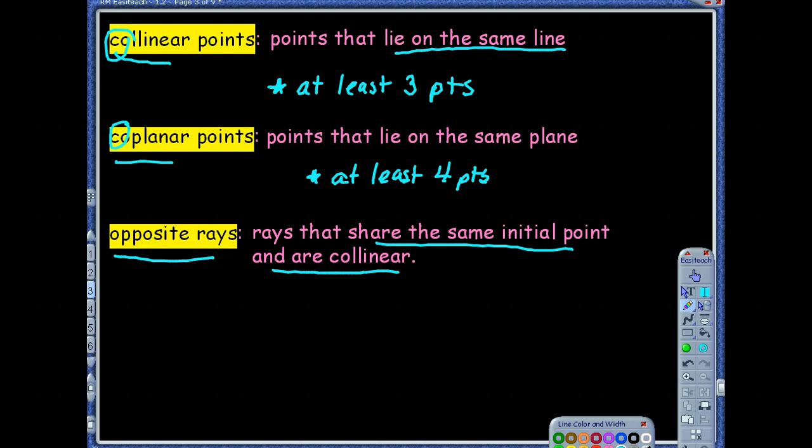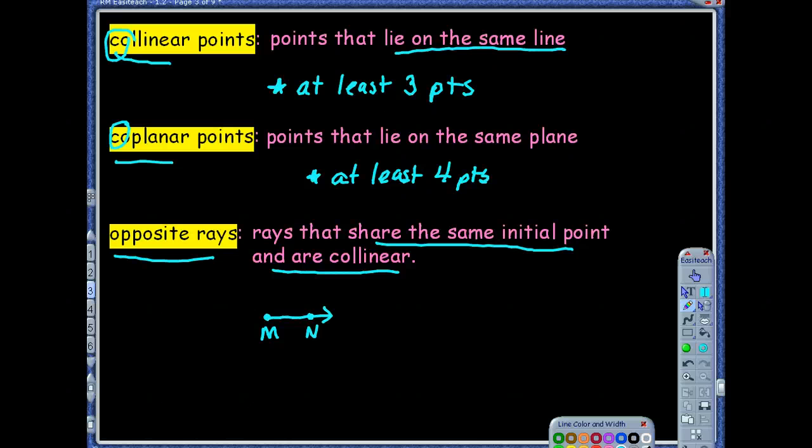Okay, so how would this work? You have to have rays that share the same initial point. So if I draw a ray, and I gotta have at least 2 points, so I draw a ray here, I'm gonna change it up. I'm going to do capital M and capital N. So this is ray MN. So if I want to make an opposite ray from that, it has to share the same initial point. So it's still going to be M something. We just need to figure out what direction we want it to go. So I gotta make it collinear too.